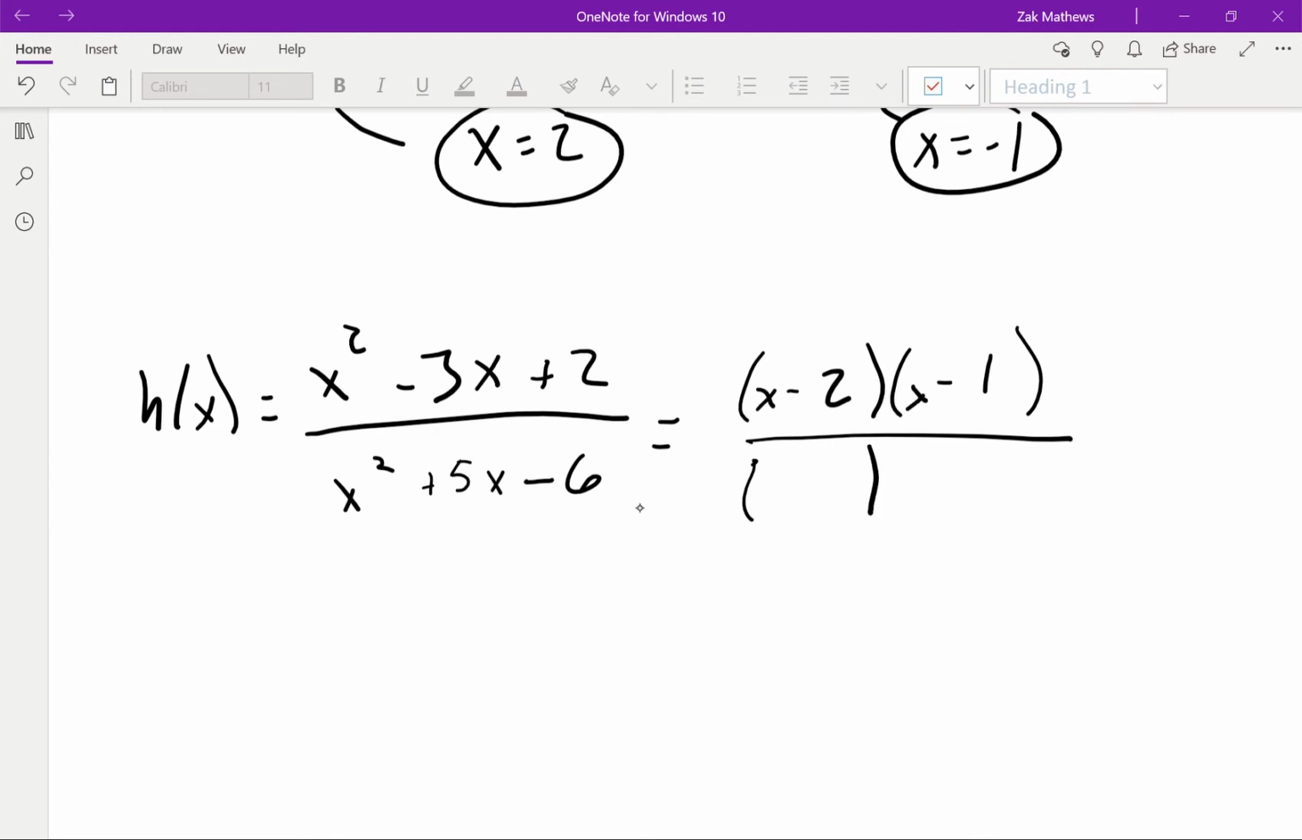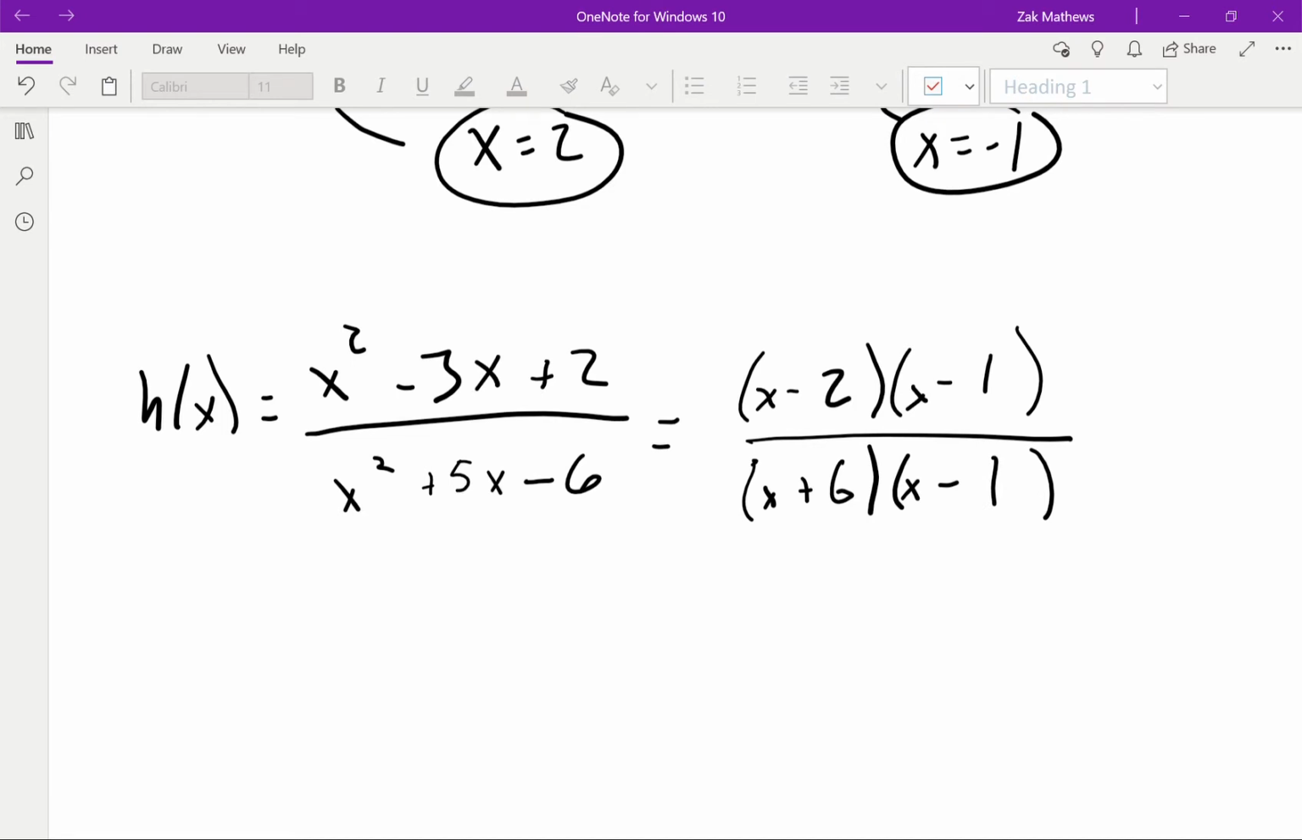The denominator, I'm going to start with my x and x, but this time because I have a minus 6, my factors have to be a plus and a minus. Factors of 6 are 1 and 6 and 2 and 3. Because the signs are different, I have to use the 6 and the 1.